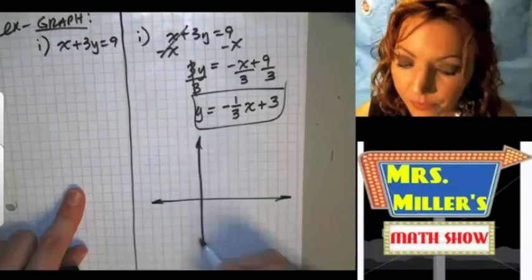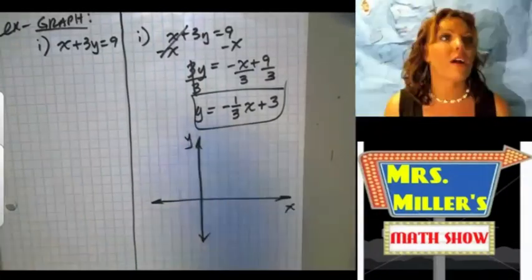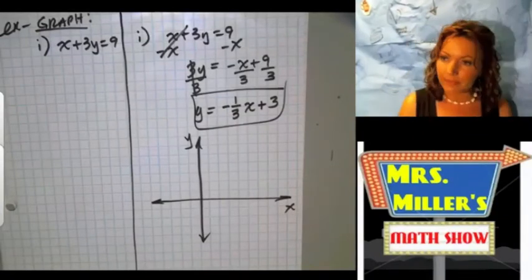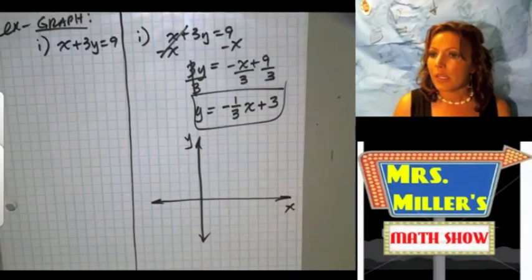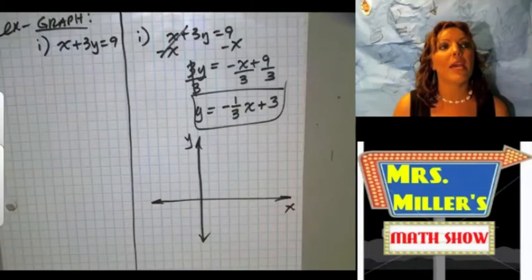If you don't have graph paper, that's fine. Just draw a little one on your paper. Okay, so can someone tell me how I go about graphing this? What is the first step?